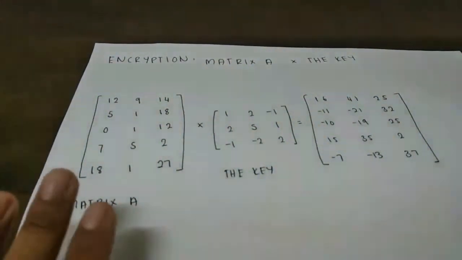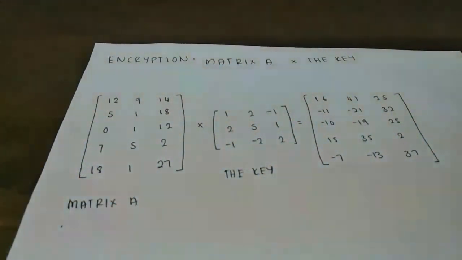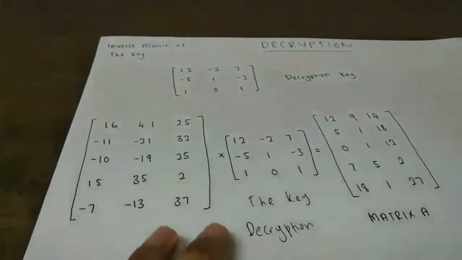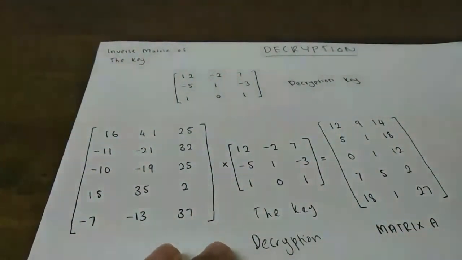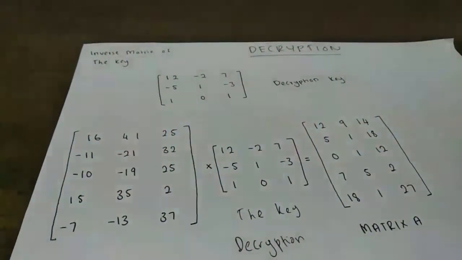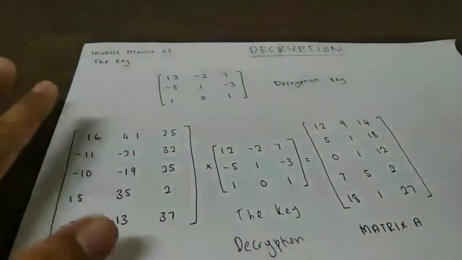As you know, this is how we get the unreadable form. So how do we want to read it? In order to read the unreadable form, you need to decrypt it. To decrypt the matrix, this is the process of decryption. So here is the decryption method.